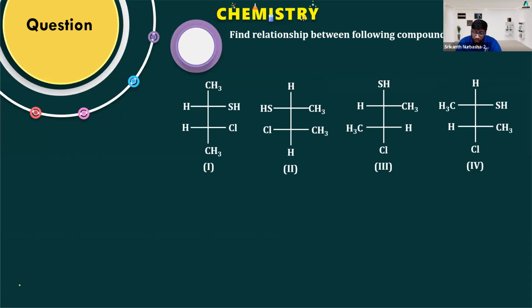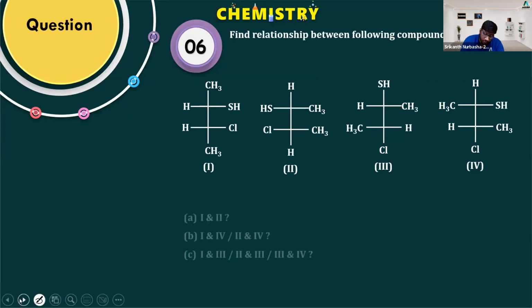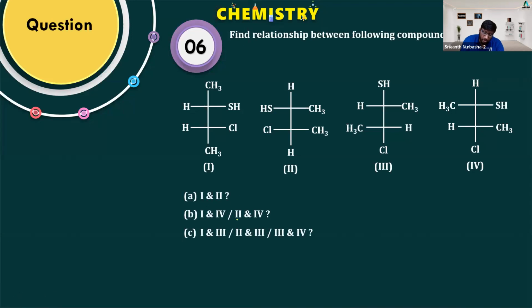Find the relationship between the following compounds 1, 2, 3, 4. 1 and 2, 1 and 4 or 2 and 4, 1 and 3 or 2 and 3 or 3 and 4. All of you try to solve it. Same, you assign the configuration, that's it. Try to assign the configuration at every carbon atom, then you will get an idea whether they are R and S or S and R, like enantiomers or diastereomers.